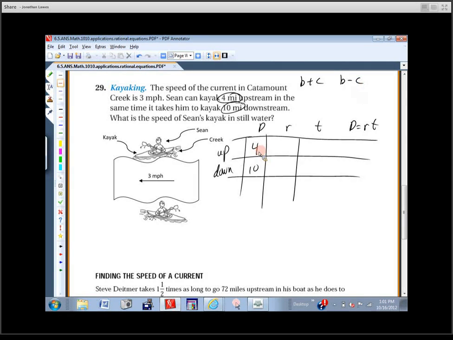So when he's going upstream, it's going to be how fast he can paddle. Are we going to add or subtract the current? Subtract it because he's going upstream. So that's going to be P minus 3. If P minus 3 is upstream, how do we represent downstream? P plus 3. Do we know anything about the times? Same. Okay, notice that it says in the same time. So if I use a T for this one, I'm going to use a T for this one.